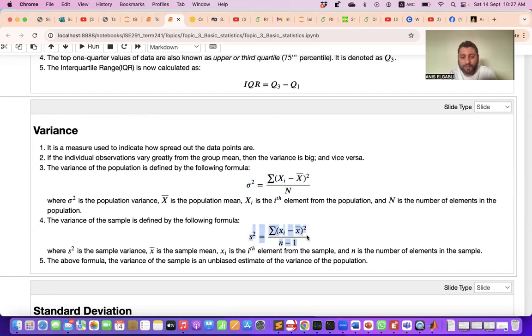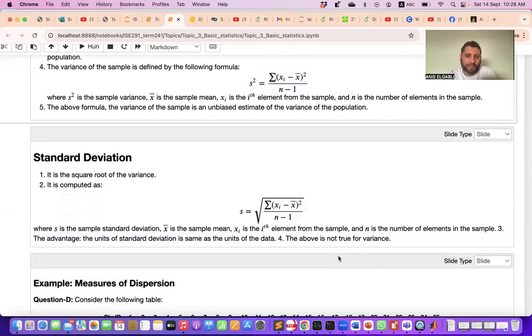If you are exposed to samples, then you compute the unbiased estimate of the population variance, which is the sample variance. This is the unbiased estimate of the population variance. So this is the sample variance. You divide by n minus 1. Now we come to the standard deviation.